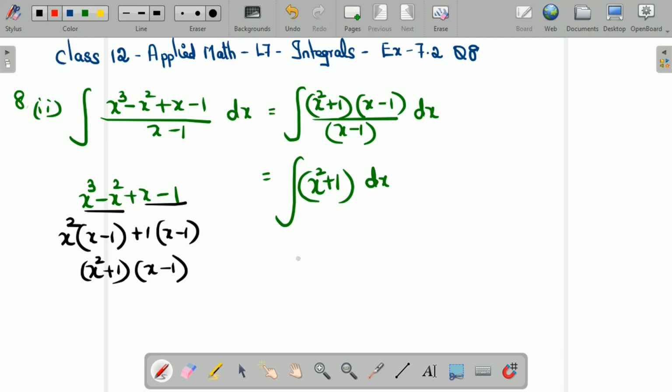So in the last step, we can just integrate. Integral of x squared is x cubed by 3. Integration of 1 is just x, so plus c.